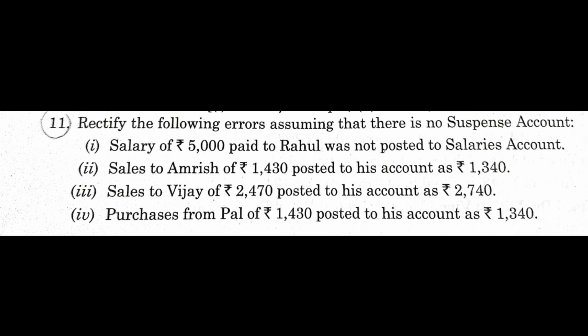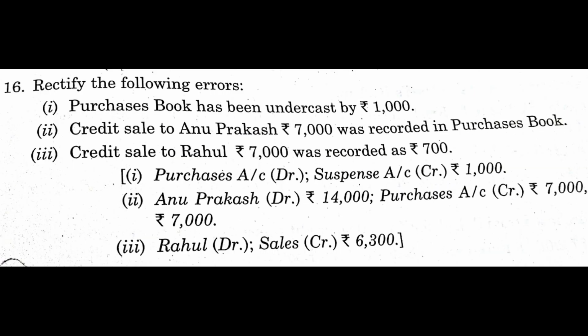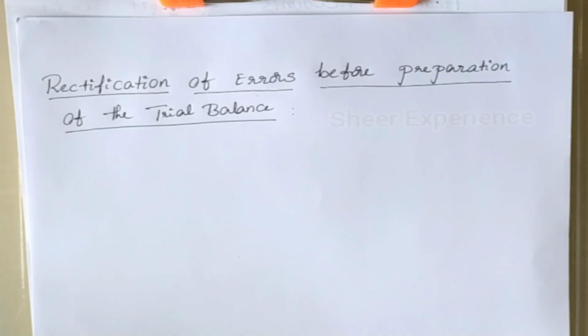The same question can be asked in a different way, that is rectify the errors before preparing the trial balance. Both are same. The second way is just rectify the following errors. When the suspense account is not mentioned in the question, then we have to assume that we should use suspense account while rectifying the errors. In this video, we are going to rectify the errors before preparing the trial balance.